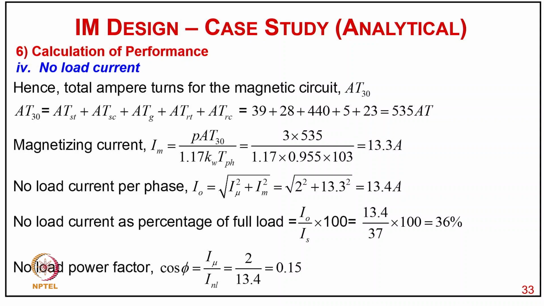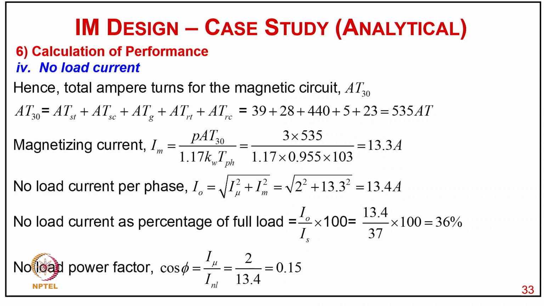So now the no load per phase current will be I0 equal to under root I mu square, that is the core component, plus this magnetizing component of current IM square. It comes to under root 2 square plus 13.3 square, which is 13.4 ampere. And the no load current as a percentage of full load current is I0 upon Is into 100, that is 13.4 divided by 37 into 100, it comes to 36%.